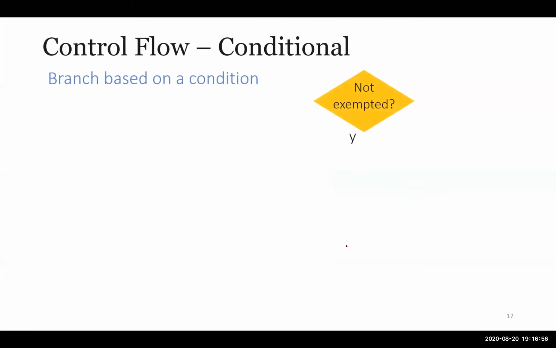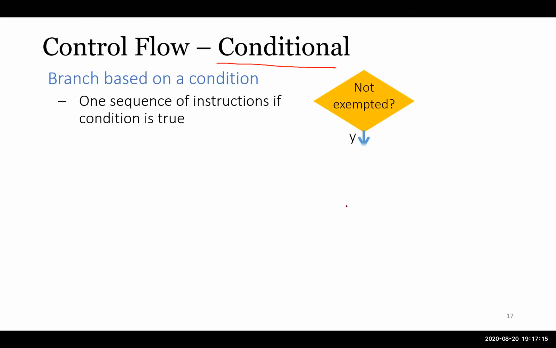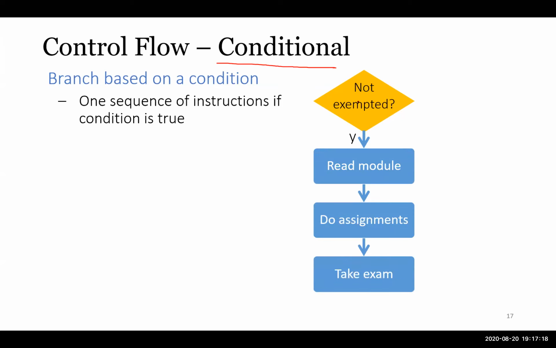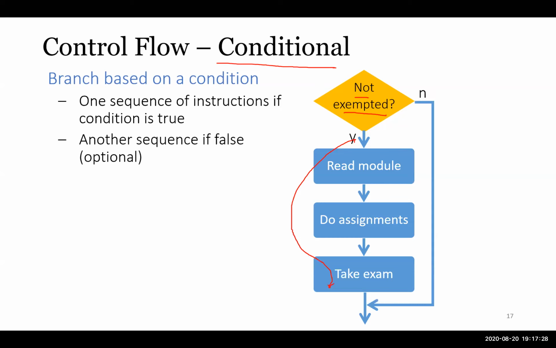Now, control flow can be conditional. It means instructions don't always have to occur one after the other. In fact, if that happens, it's not really a program, it's more like a calculator. What we want is for our program to react to inputs, to certain circumstances. So it's a condition. For example, are you exempted from the module? If I'm not exempted, I will go through here, read the module, do the exam. If I'm exempted, I will skip all this.